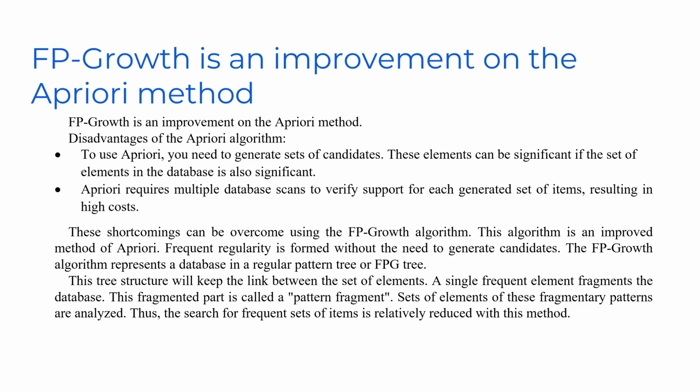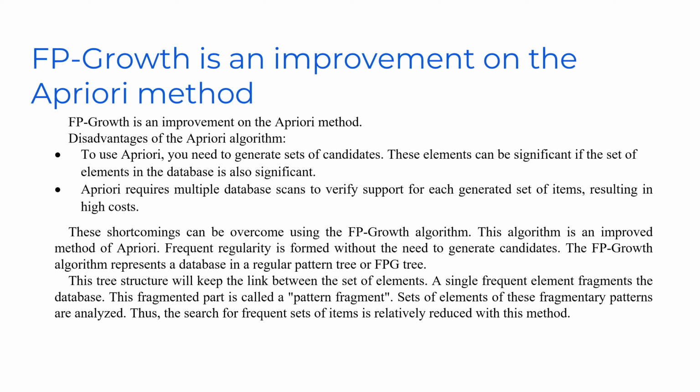FP growth is an improvement on the Apriori method. Disadvantages of the Apriori algorithm are: to use Apriori, you need to generate sets of candidates. These sets can be significant if the set of elements in the database is also significant. Apriori requires multiple database scans to verify support for each generated set of items, resulting in high costs. These shortcomings can be overcome using the FP growth algorithm. This algorithm is an improved method of Apriori.